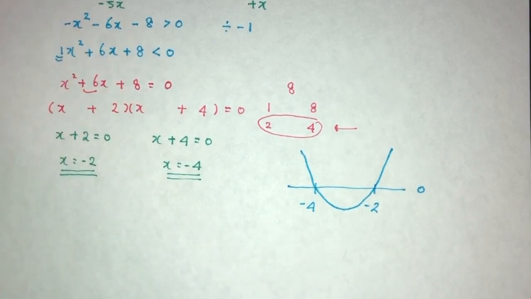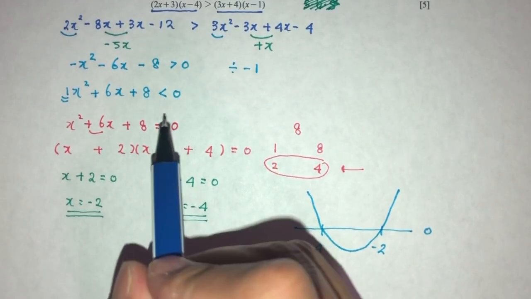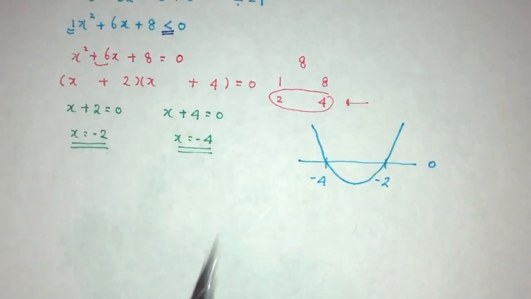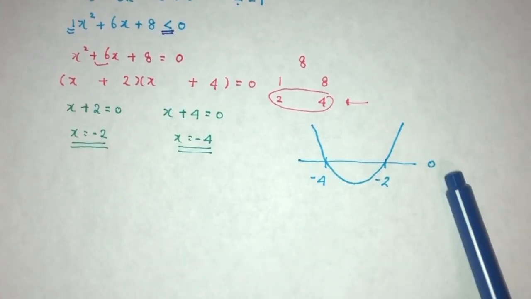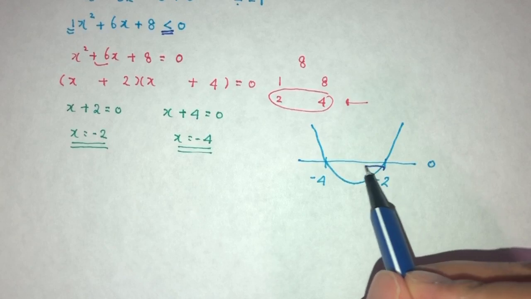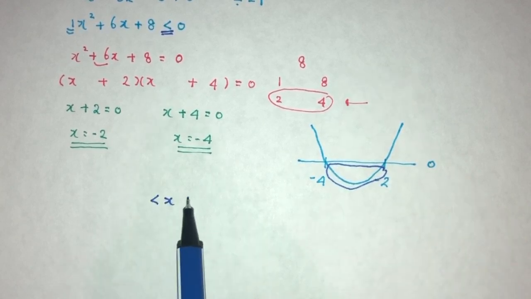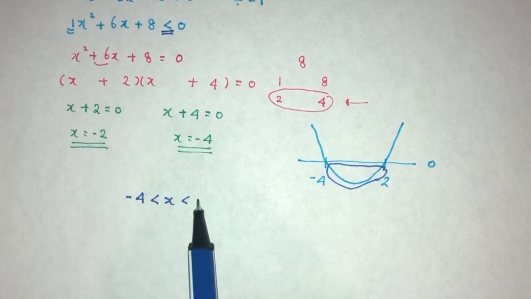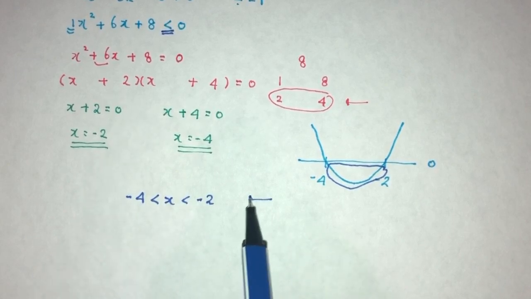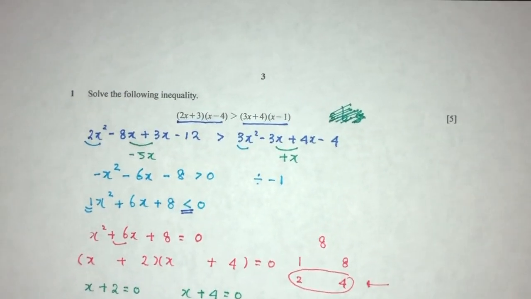Right. Now, we need this to be less than 0. Less means below 0, right? As you can see, below has to be between those two. Therefore, your answer will be x values between the value of minus 4 and minus 2. And this is your answer for question number 1.